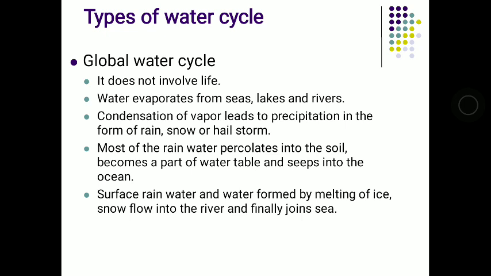Unconfined and confined aquifers are also there, but let's not go too deep into it. Most of the rainwater percolates into the soil, becomes a part of the water table and seeps into the ocean. The water which does not percolate becomes runoff. Runoff will also eventually reach rivers and oceans. Surface rainwater and water formed by melting of ice and snow flow into rivers and finally join the sea.